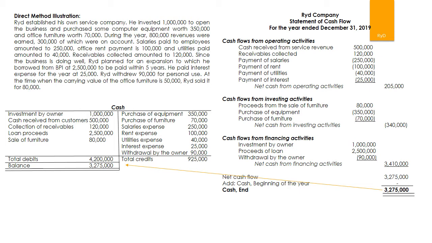So that's all, class. The direct method is quite easy. And if you can see, it is very direct, and it is easily understood when you read it: cash received, payment of interest. The direct method is quite easy, class, provided that we know how to classify the different transactions under operating, investing, and financing activities.